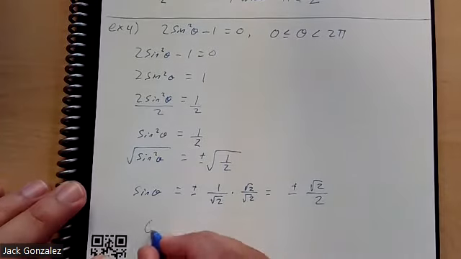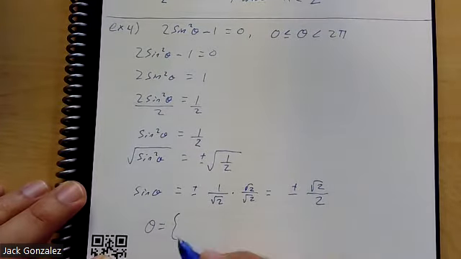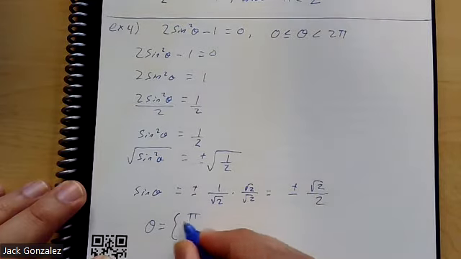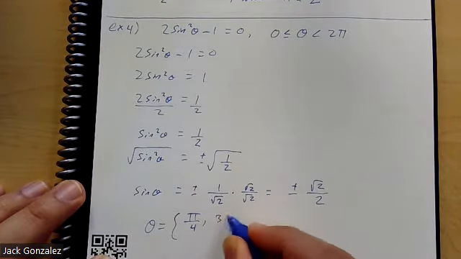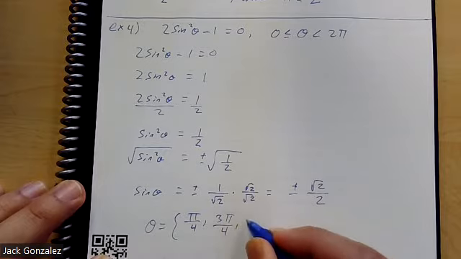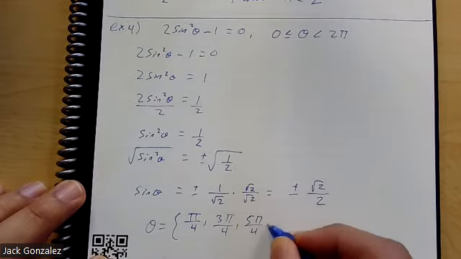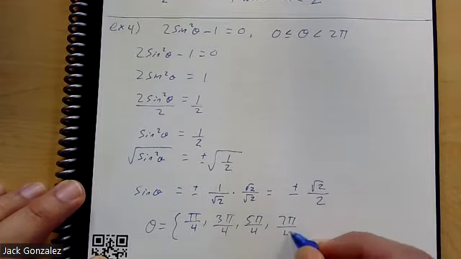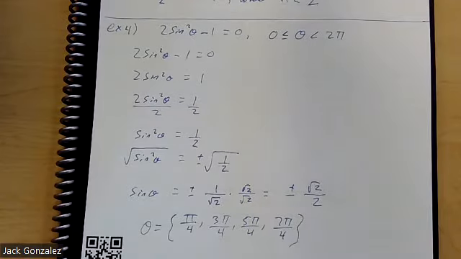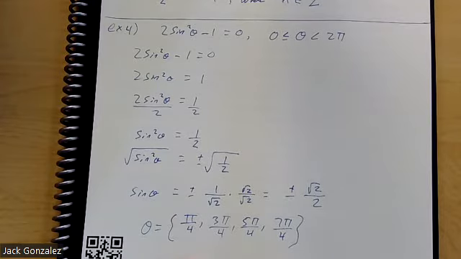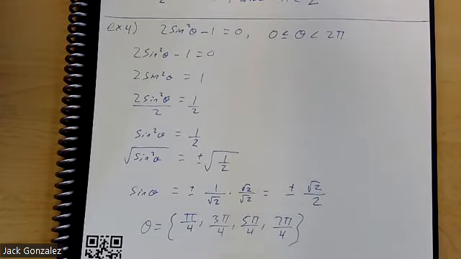So our answer will be the theta set: pi over 4, 3 pi over 4, 5 pi over 4, 7 pi over 4. These all come from the circle. You could use your calculator, but you would only get 2 of them. Then you'd have to subtract to find the other 2. Okay. When you're using your calculator, yeah.